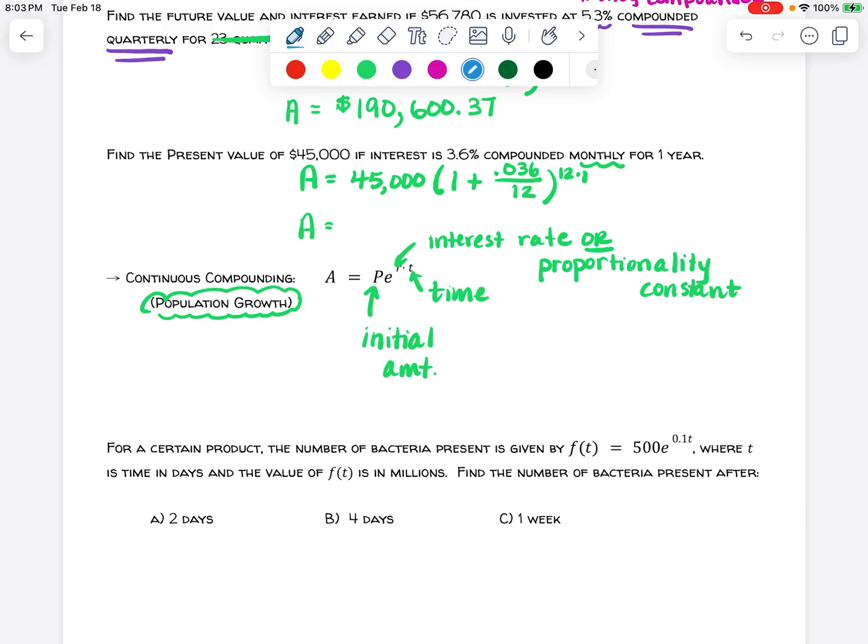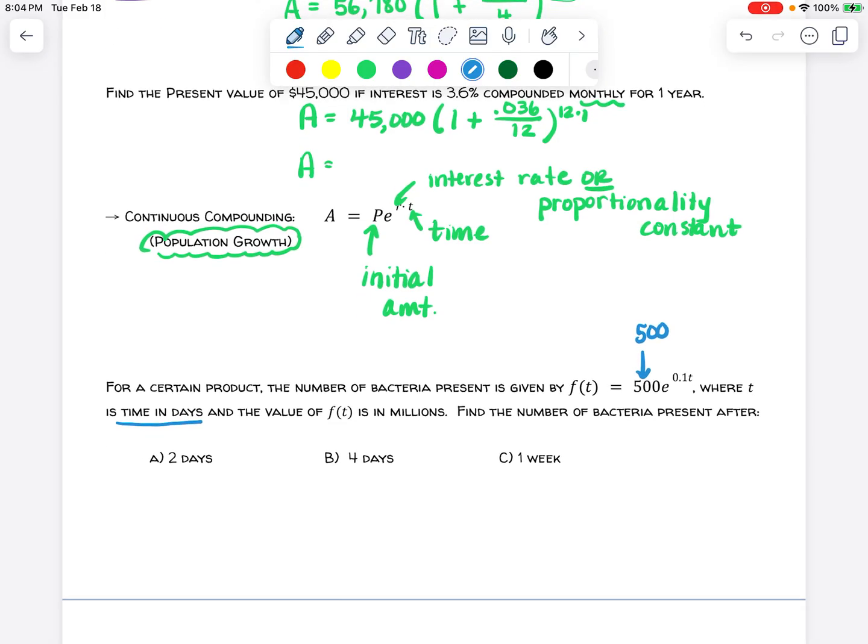How do we use this? So right here, this is telling you that this started off with bacteria to be 500, okay? And they're already giving you all the information. So here, T is time in days. So what they want you to do is find the number of bacteria present after 2 days. So if I have to do F of 2, all I'm going to do is do 500 e to the 0.1 times 2, find out what that is, and go from there. Here, T equals 4. And 1 week, remember we're dealing with days, so T would equal 7.